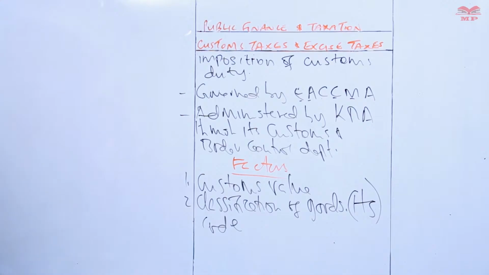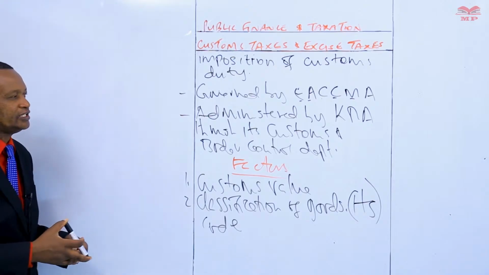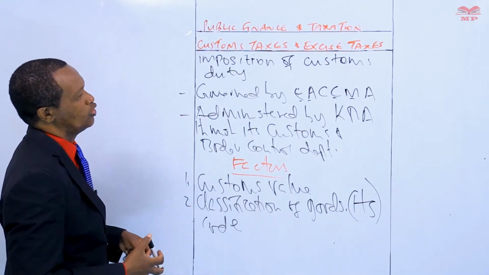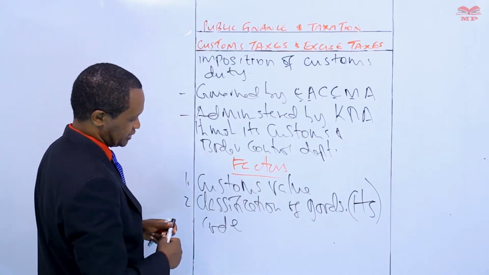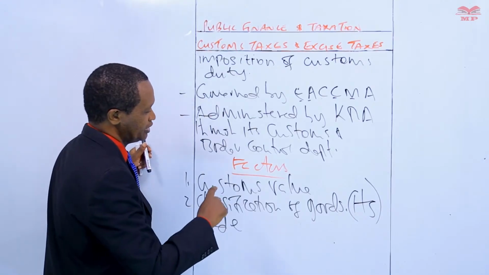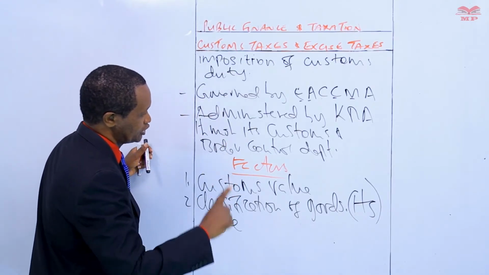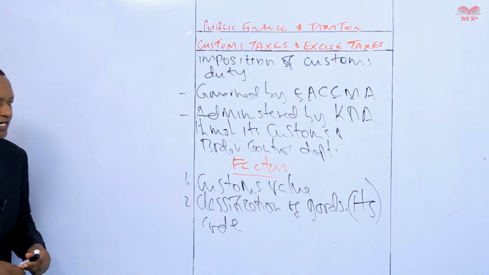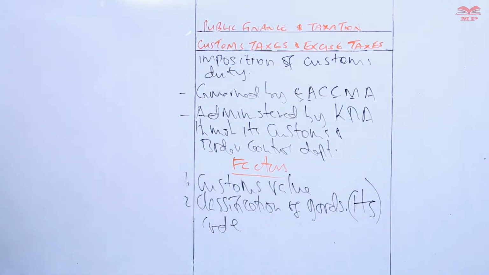Each HS code has a corresponding duty rate assigned under the East African Community Customs Management Act. So the classification of an HS code can also determine the amount of customs duty to pay.